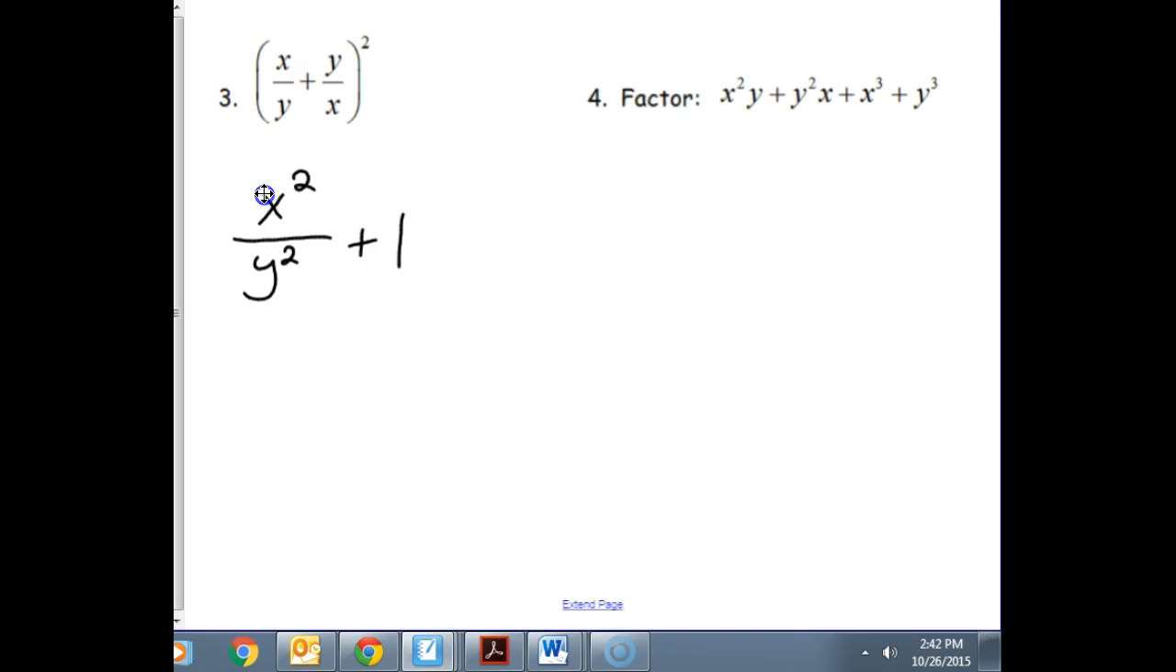Next we're going to do the second term times the first term. So we're going to have a plus 1 again, because they're reciprocals. And then finally, the last term times the last term is just going to be y squared over x squared.